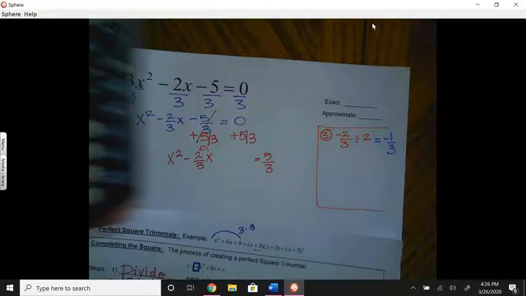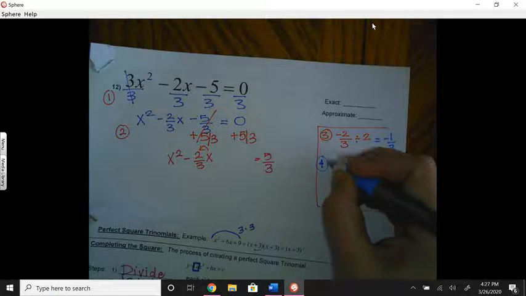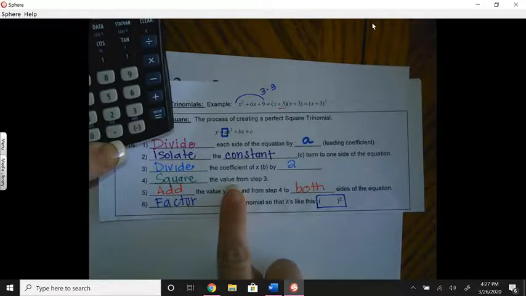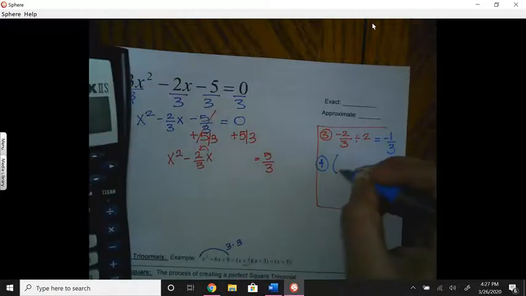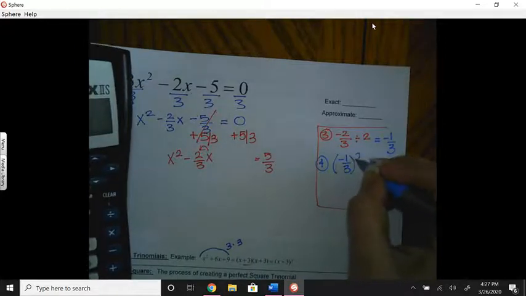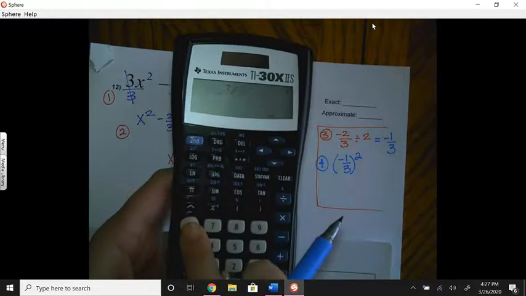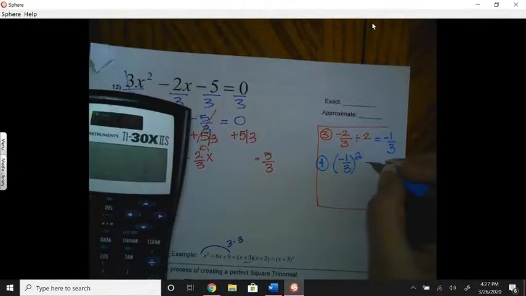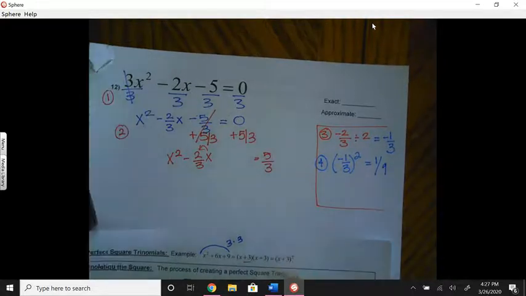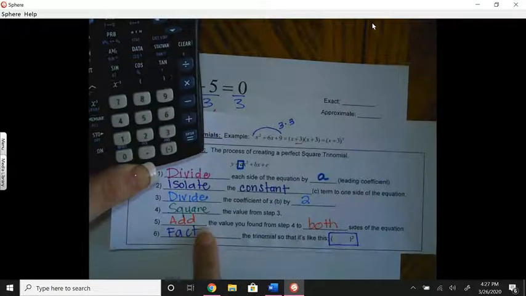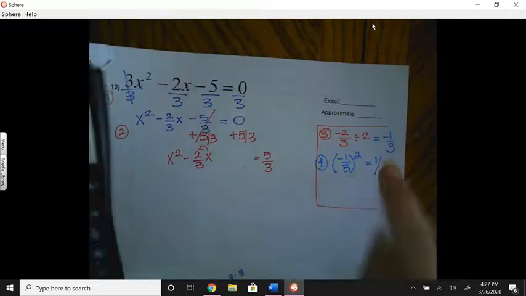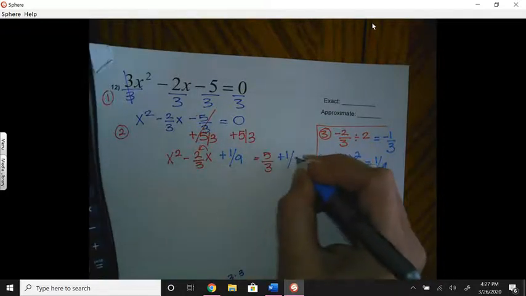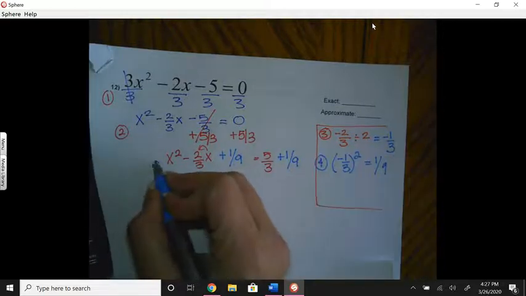Okay, now step 4 is to square that negative 1/3. I'm going to take the negative 1/3 and square it. And we get 1/9. So then step 5 is to add this number to both sides. So I'm going to take the 1/9 and add it to both sides. That would be step 5.